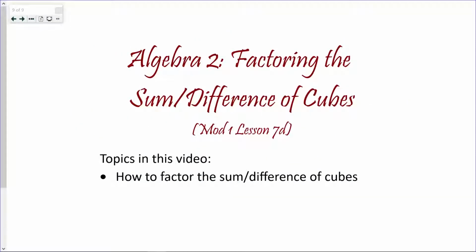All right, in this video we talked about how to factor the sum or difference of cubes.